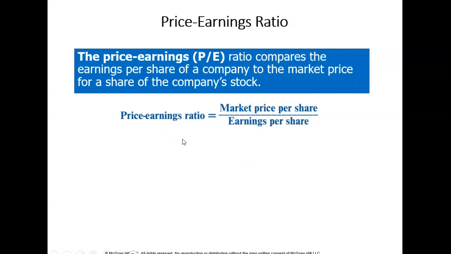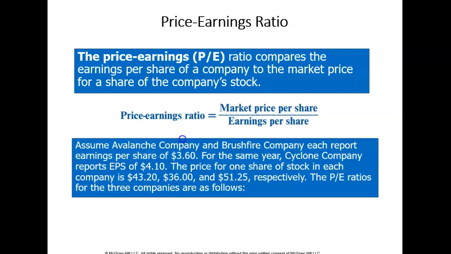So remember that the market price per share is that if you look up Google, Apple, Tesla, Amazon right now, it will show you the current market price per share. So we're now comparing that market price per share against the earnings per share. Okay? So for example, let's assume that we got three different companies, and this is showing their market price at that point in time compared to their earnings per share.